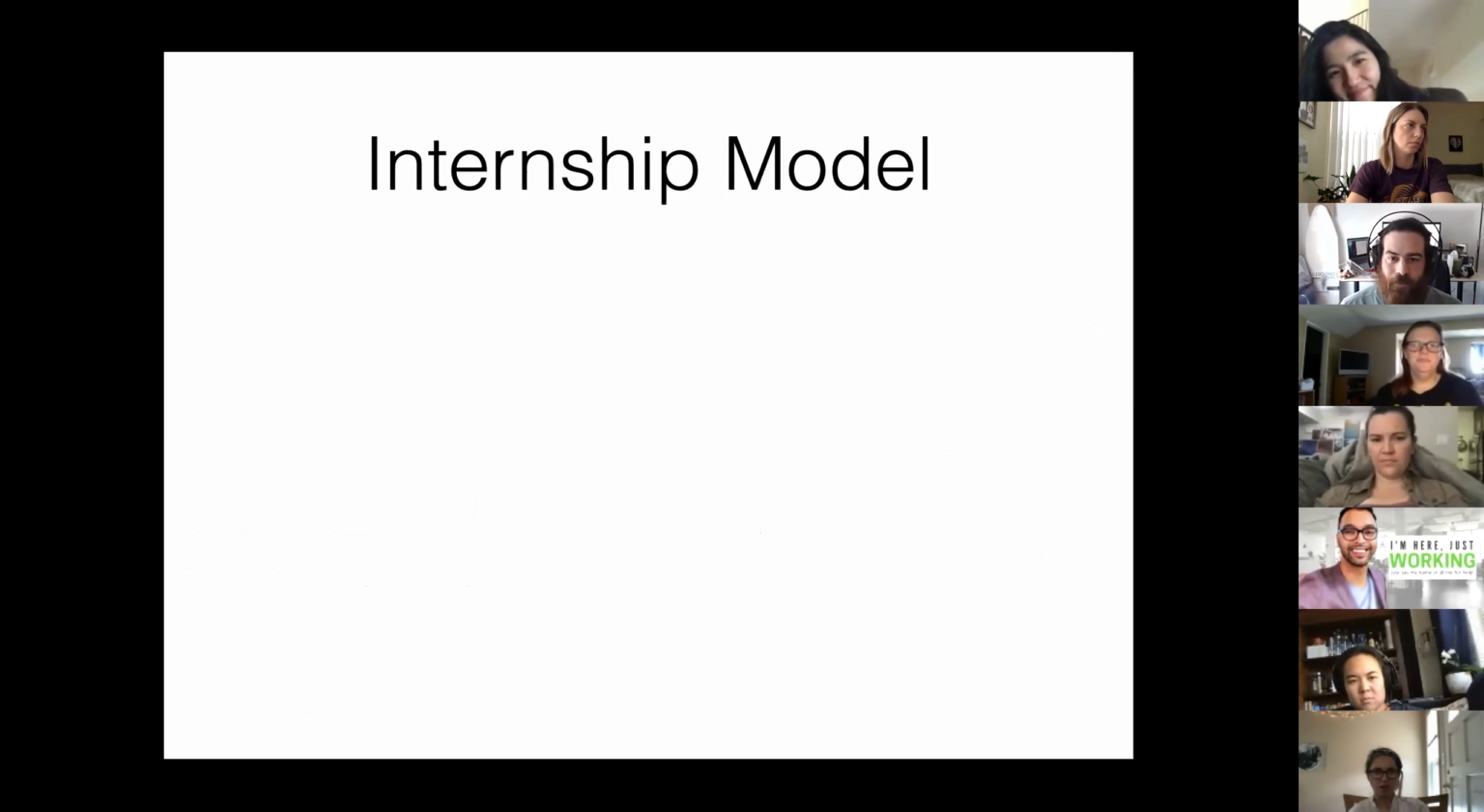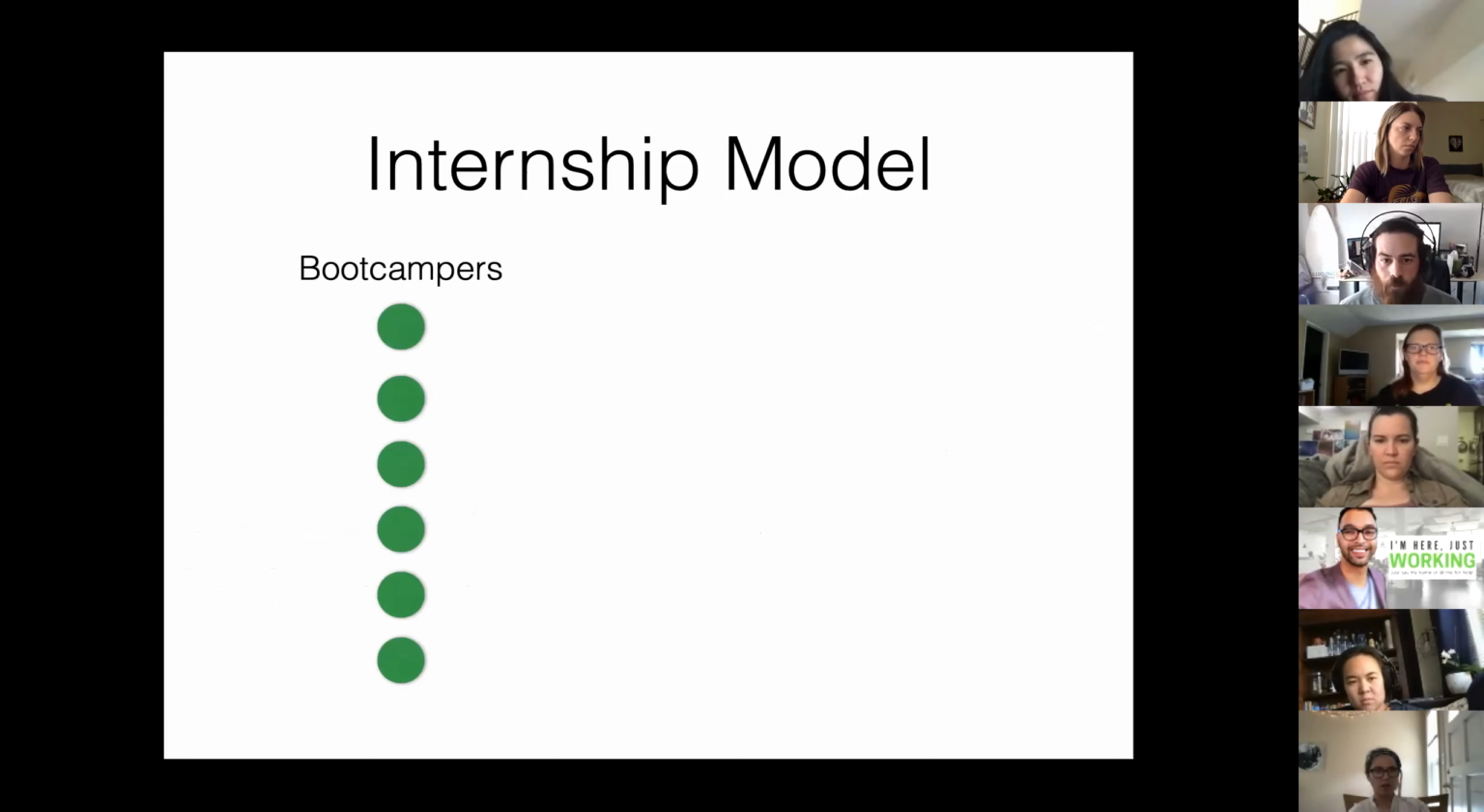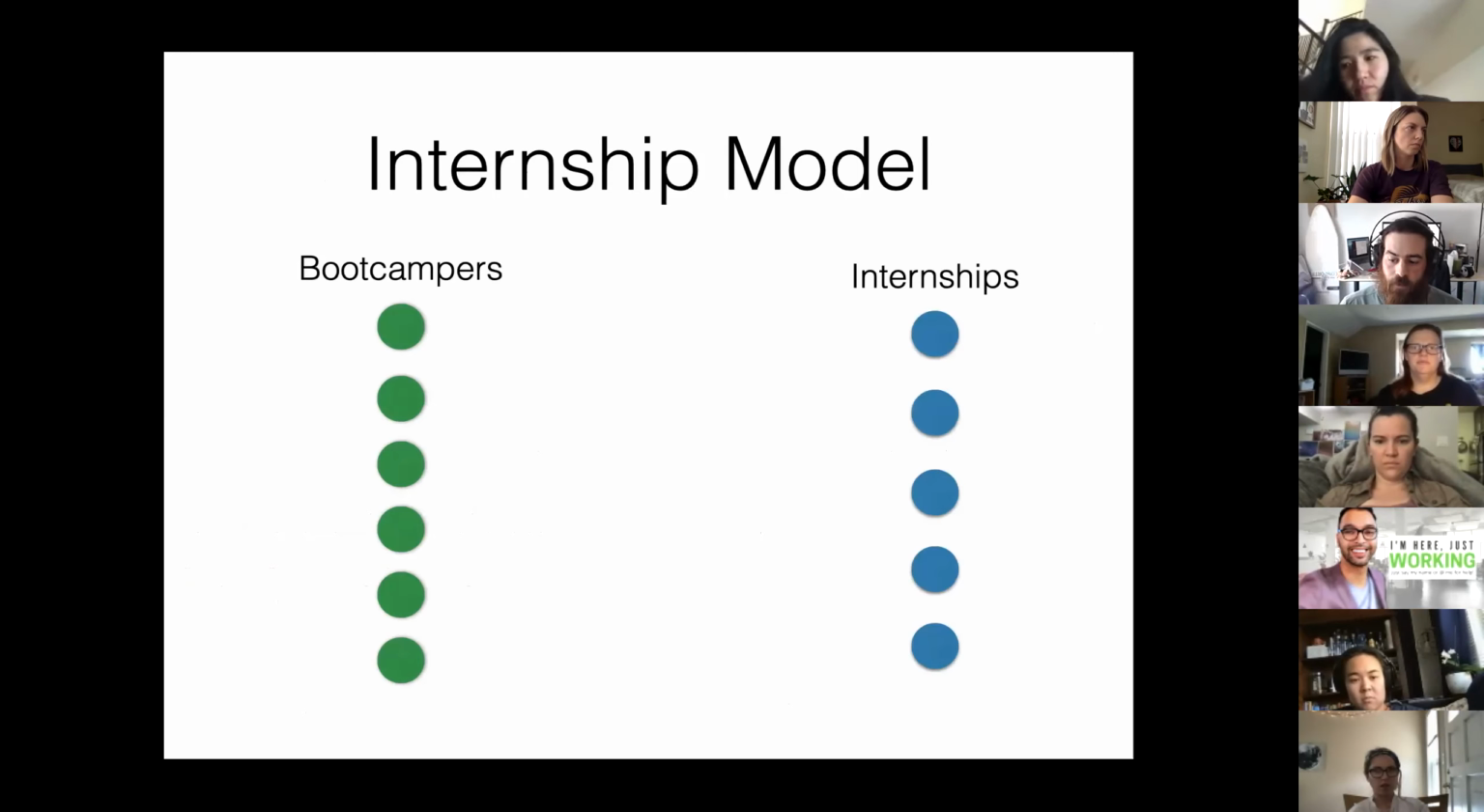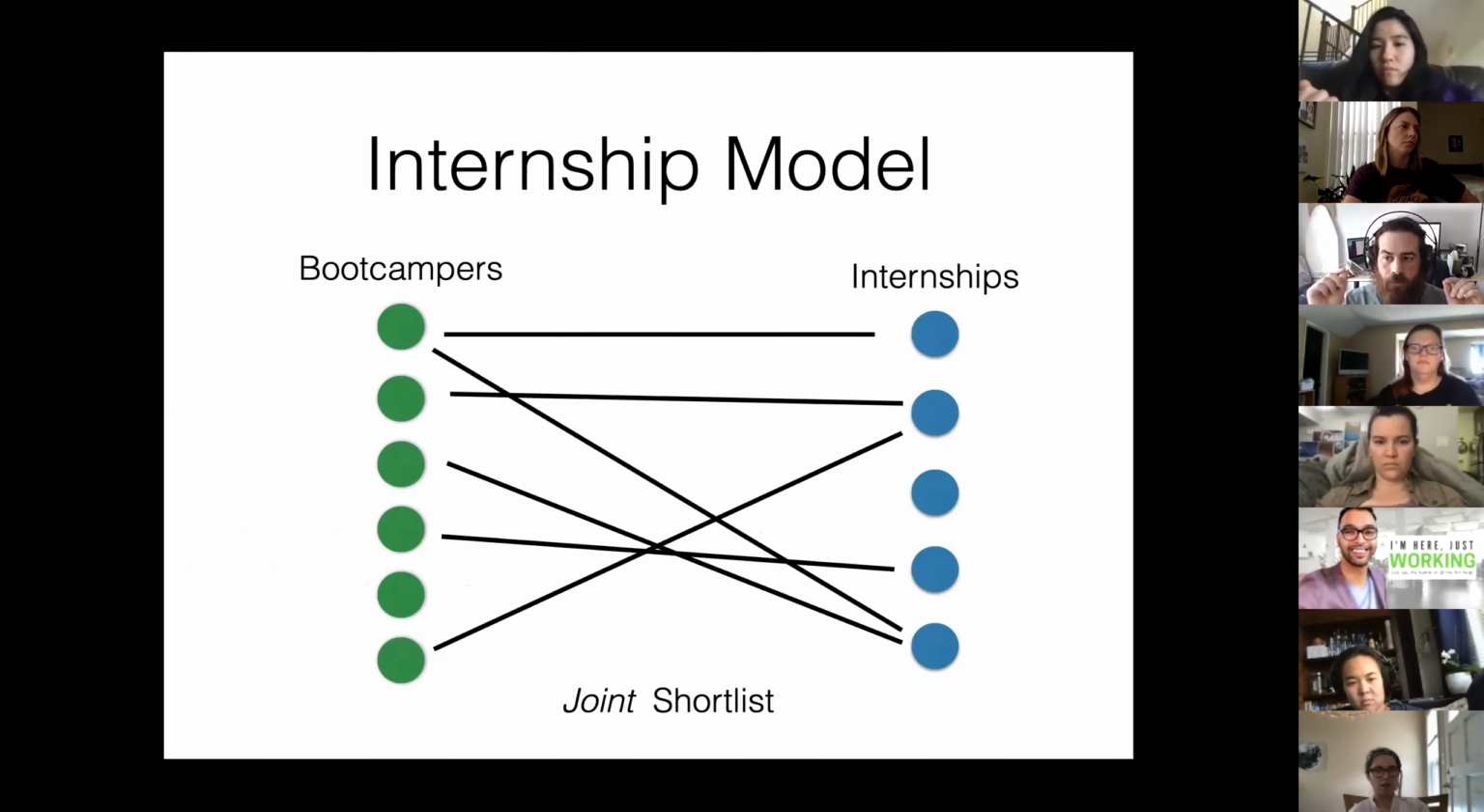So to build on that suggestion, here's the internship model. We've got one set of nodes, they're the boot campers. One set of nodes, they're the available internship slots. So if a company has 2 internships, they can stick 2 internship nodes on that side of the graph. And then the edges are only drawn when both the boot camper and the company say, yeah, we could work together. Okay? So these edges only appear in the graph when both the boot camper and the internship have agreed, yeah, it's a good idea to take this internship together.